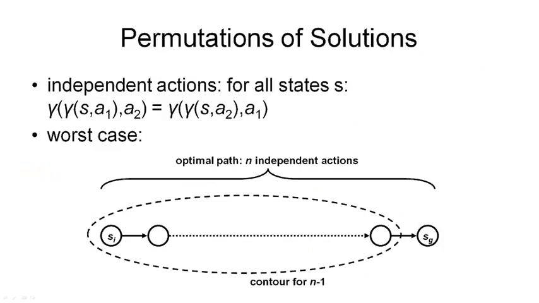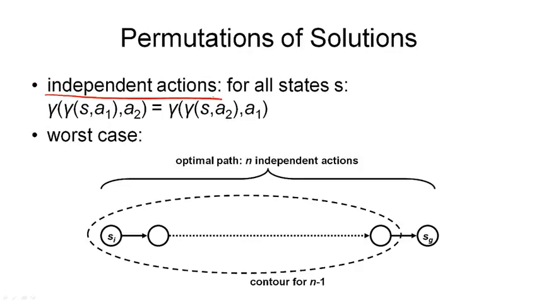Another problem is related to permutations of solutions. By that I mean, if we are given one solution path from the initial state to a goal node, if we can swap some of the states and some of the actions on that path to obtain a different solution path, then this is a permutation of that solution. And this creates problems for A star. Often permutations are allowed if we have independent actions in our domain.